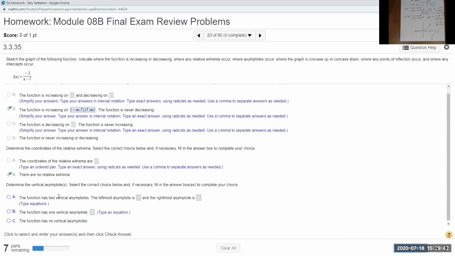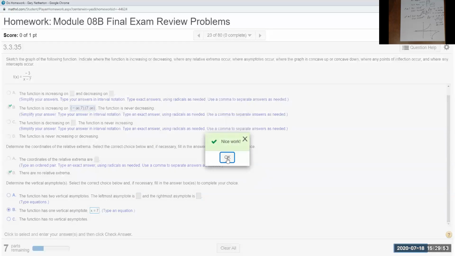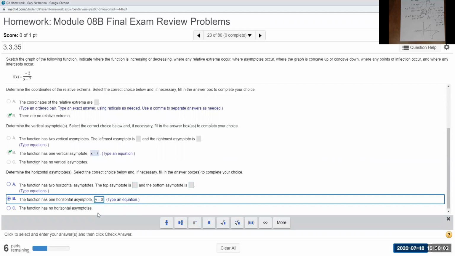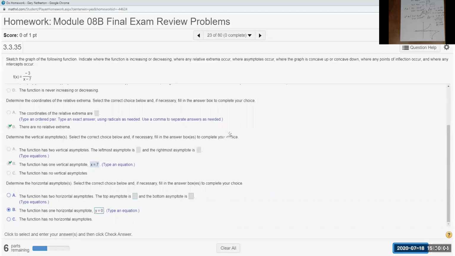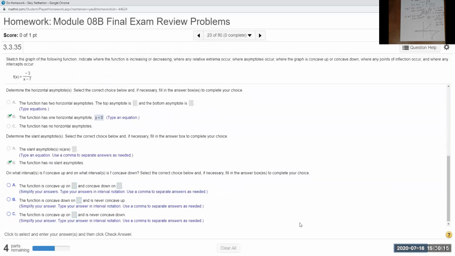Vertical asymptotes. We said there's x equals 7, one vertical asymptote. Remember, type it as an equation. Horizontal asymptote. We said y equals 0. Once again, typed in as an equation. Slant or oblique asymptote, there aren't any. Concave up and concave down. We decided concave up, negative infinity to 7.